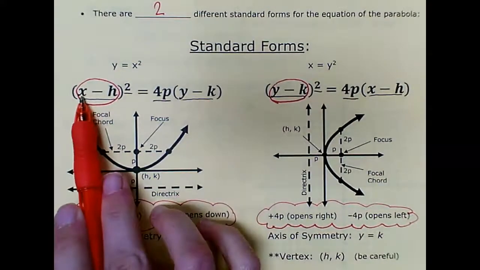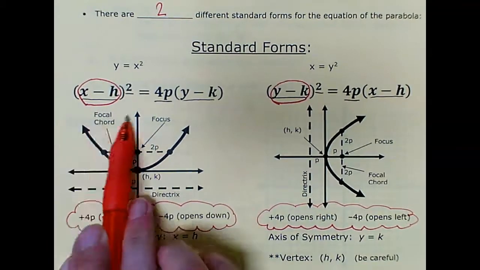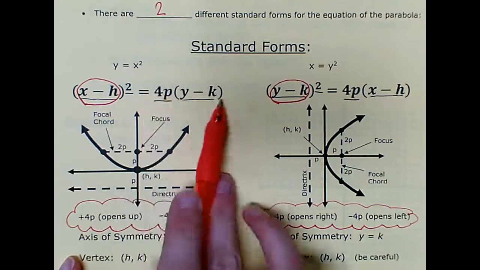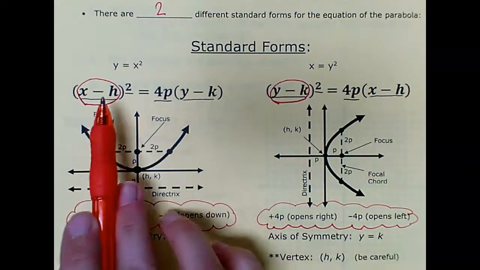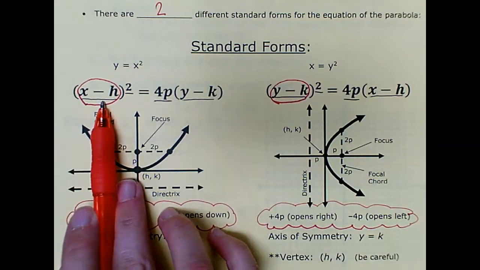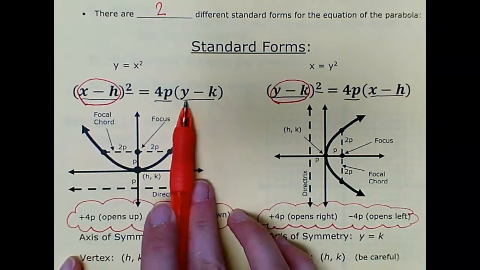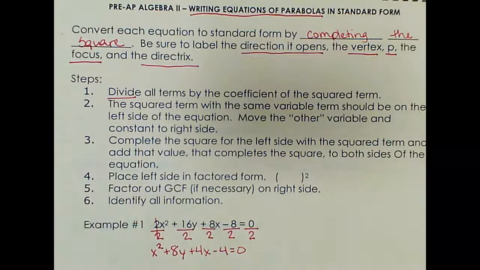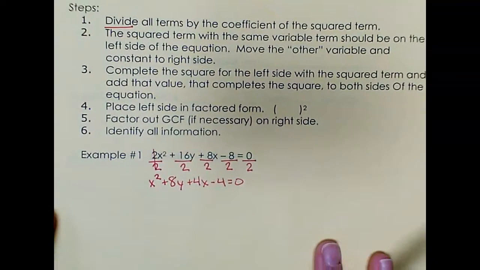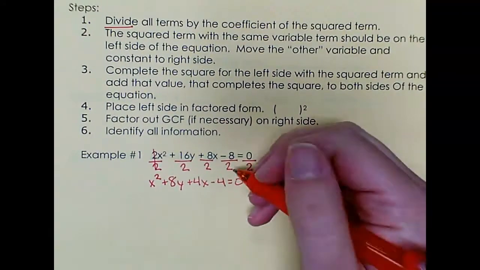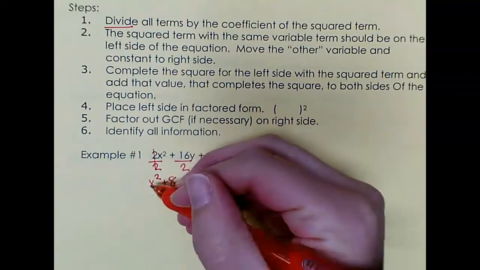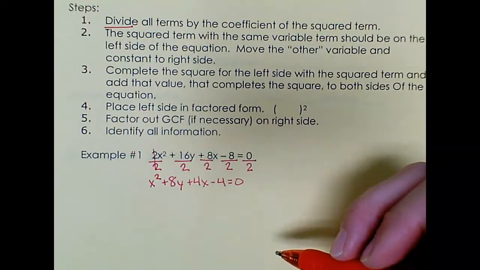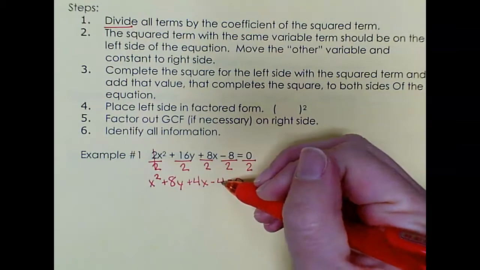That means anything that has an x needs to be on the left side of the equation, and anything with a y or a constant needs to go on the right side. So I'm going to make sure that my x squared and my x term are on the left side, and my y term and my constants are on the right side. So here's my equal sign. My x squared and my 4x term are already on the left side, but my y term and my constant need to be moved over here.